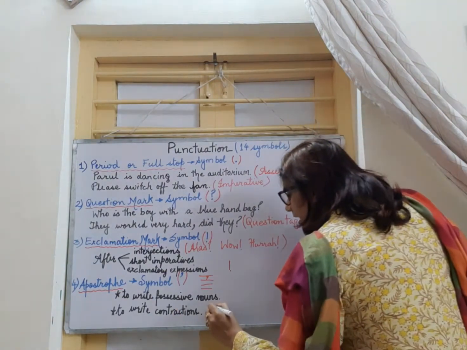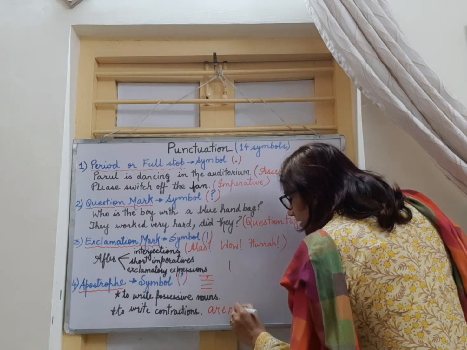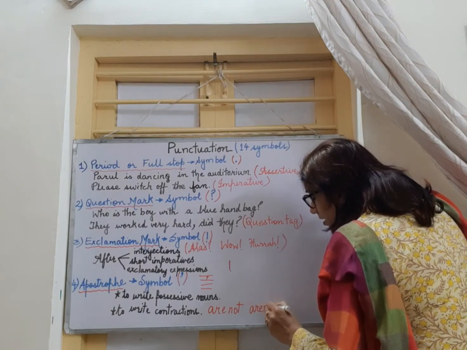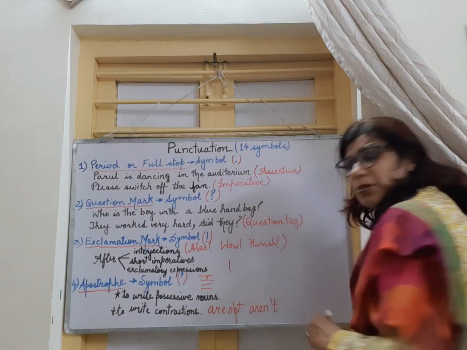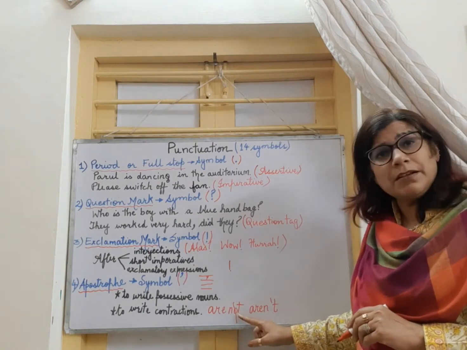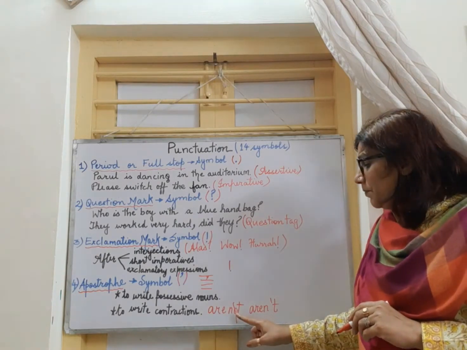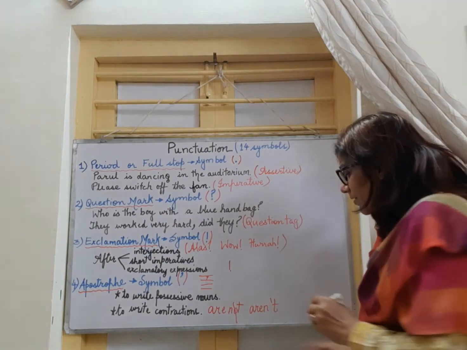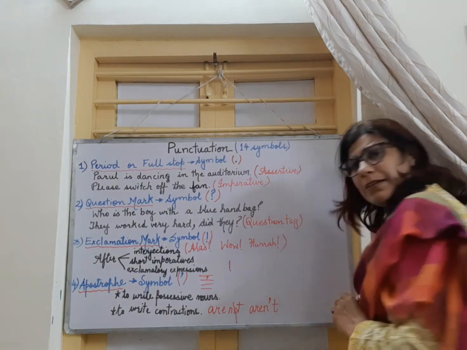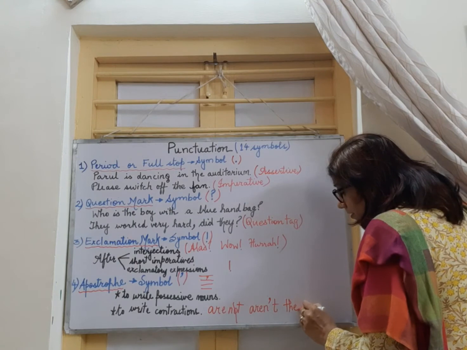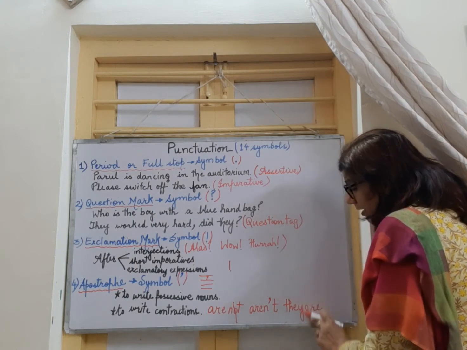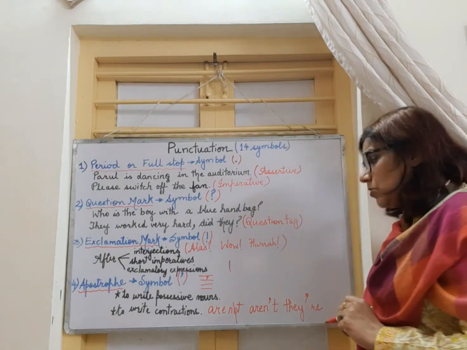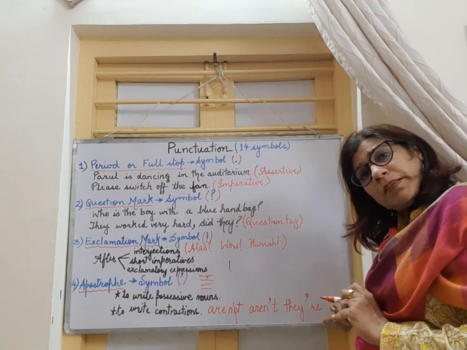Like if I want to write are not, when I contract are not to make it aren't, this apostrophe replaces the letter. It is used at the place where the letter is omitted. So where I have omitted O from not, there I have used an apostrophe. In the same way, they are: where I am excluding A, there I use this apostrophe, they're. So these are two places where we use the apostrophe.